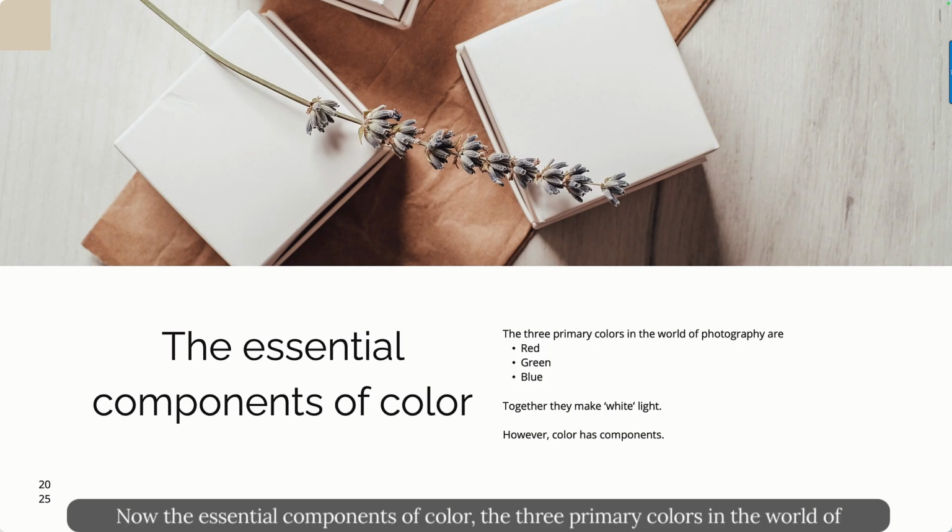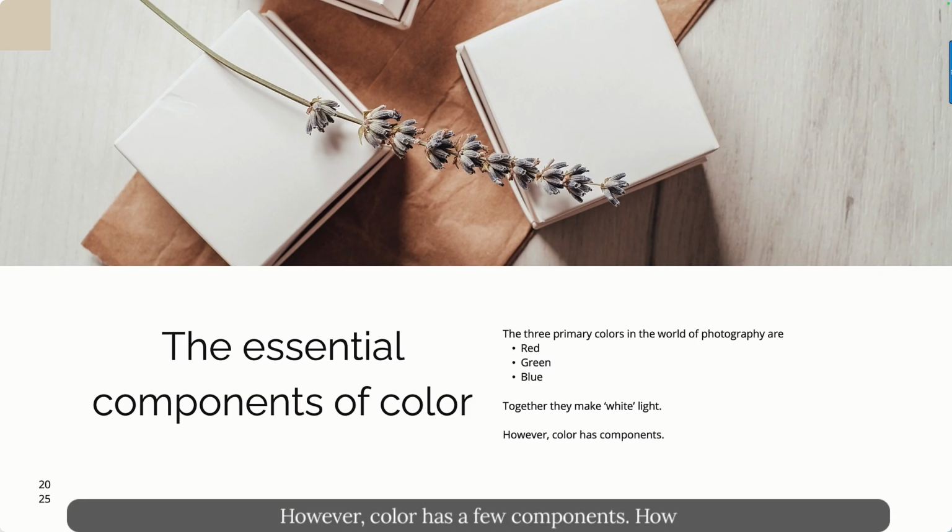The essential components of color. The three primary colors in the world of photography are red, green, and blue, because these are the colors that our eyes are sensitive to, and together they make white light. When you combine these colors, for instance red and green or green and blue, you get different colors, the secondary or tertiary colors. But when you combine red, green, and blue, you get white light.